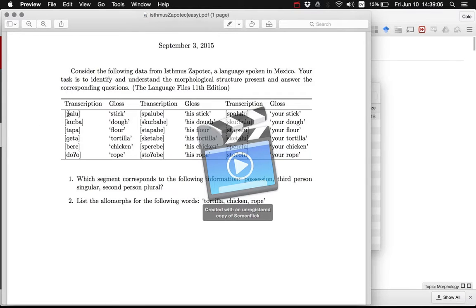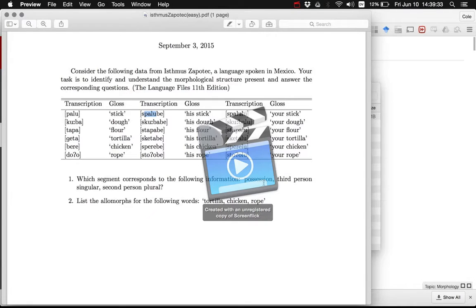Okay, so we can find the base here, palu, stick, in spalube, right here, as I've highlighted it here, palu. It looks like we have this new additional segmental information, this S and this BE. Now, we might be sort of happy. We might go, oh, well, here's what the difference is then. Possession must just be the S and the BE here, because this means his stick, and that one means stick, and the differences here were just the S and the BE. So then we can say possession is just the S and the BE.